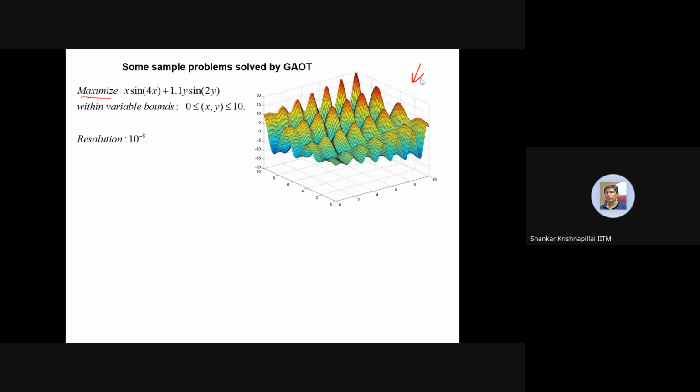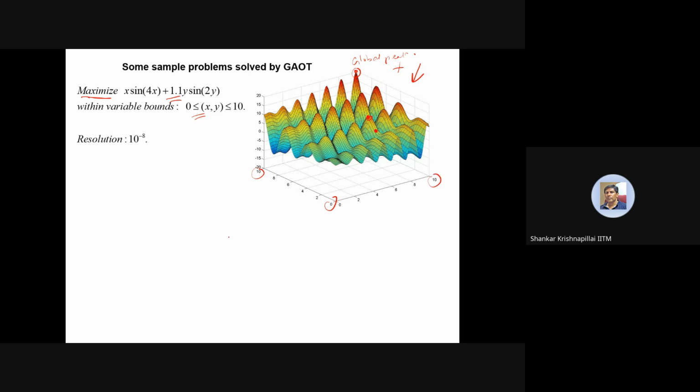The calculus-based methods will not work for this because depending on the starting point you give, it will find the next peak. So if you want to search this entire region and find this global peak, only genetic algorithm can work. Okay, so for many engineering applications, the objective function will look like this. It will not have just one peak. Okay, so objective function is given, variable bounds is given.